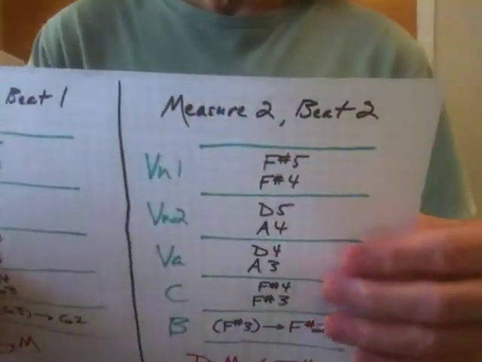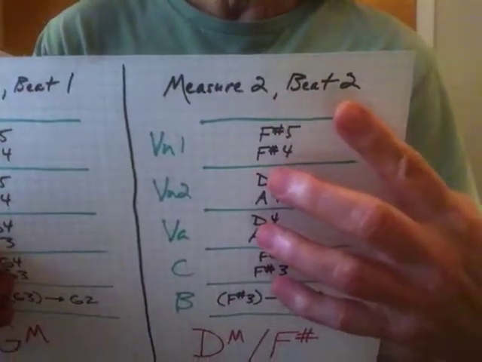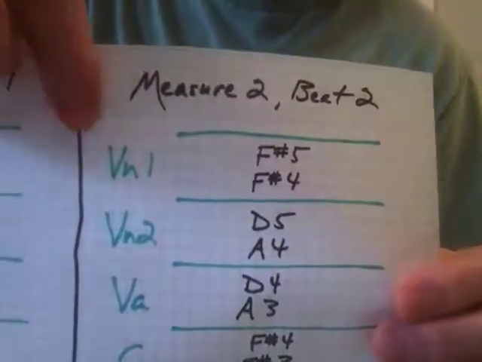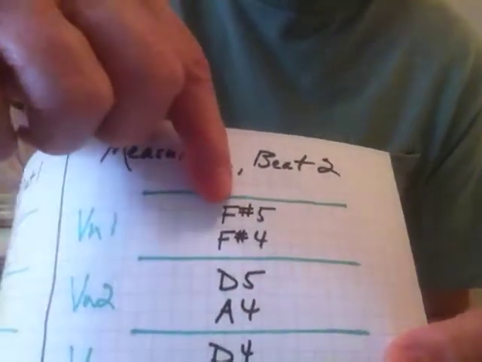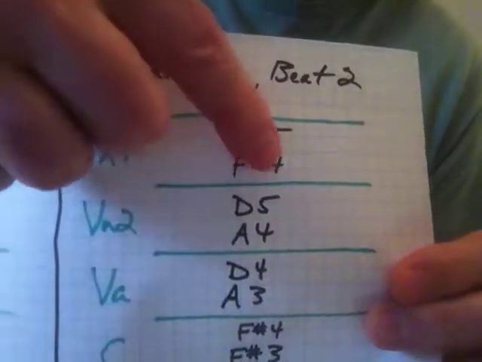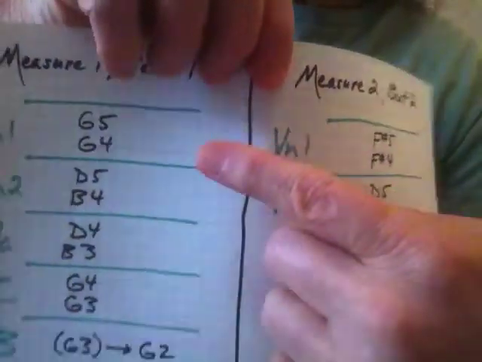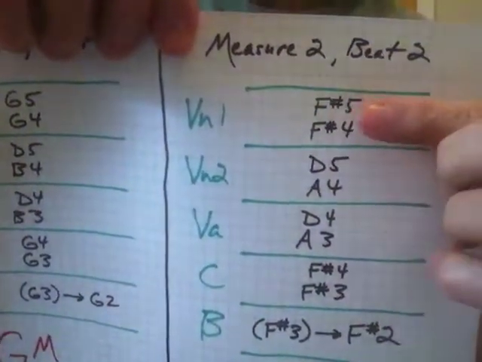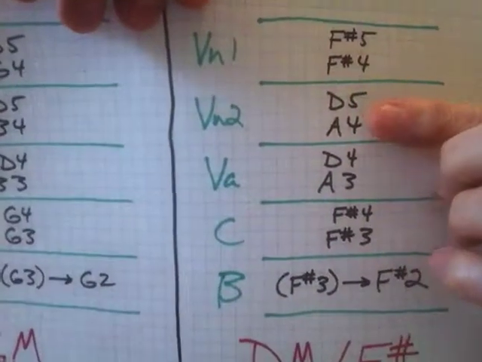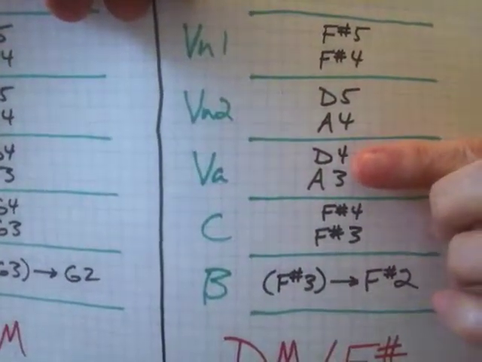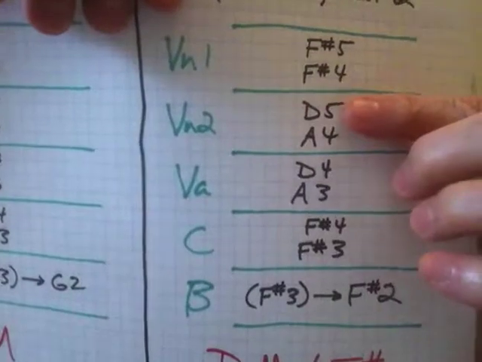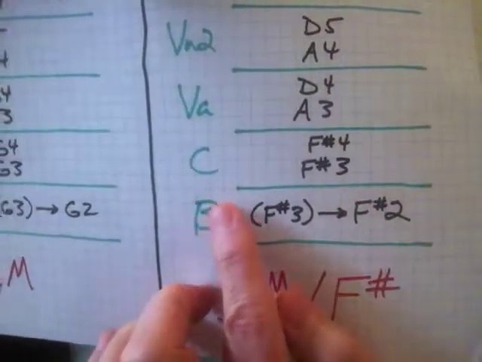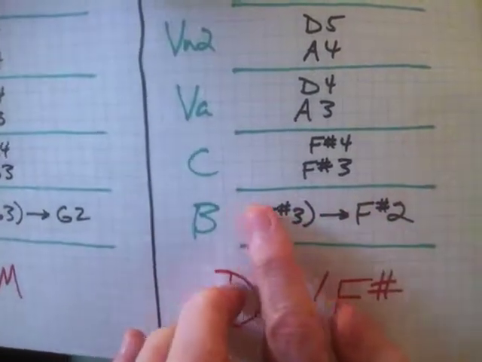Now you say, well, I want to know what they're playing in measure 2, beat 2. All right? So we discover that the first violin section's playing an F sharp 5 and an F sharp 4. In other words, this first violin section is divided into two groups, so they can play two different notes. And the second violin section and the violas can play two different notes because they're divided. Now you see the bass group here is playing one line, one note, so they're not divided.